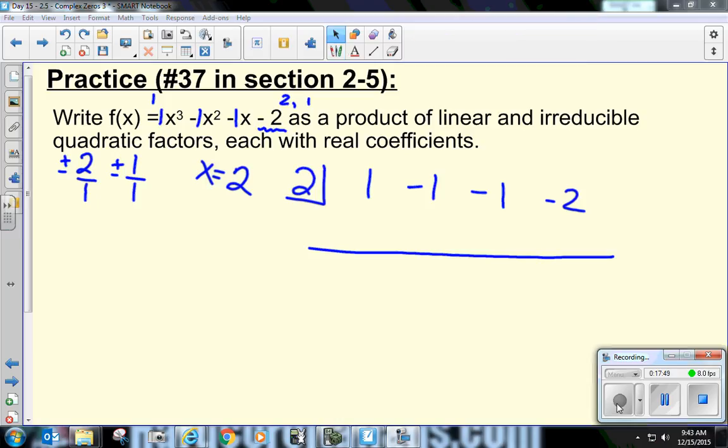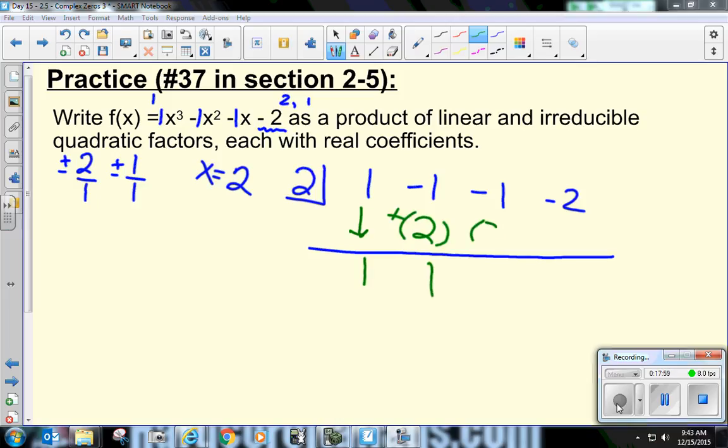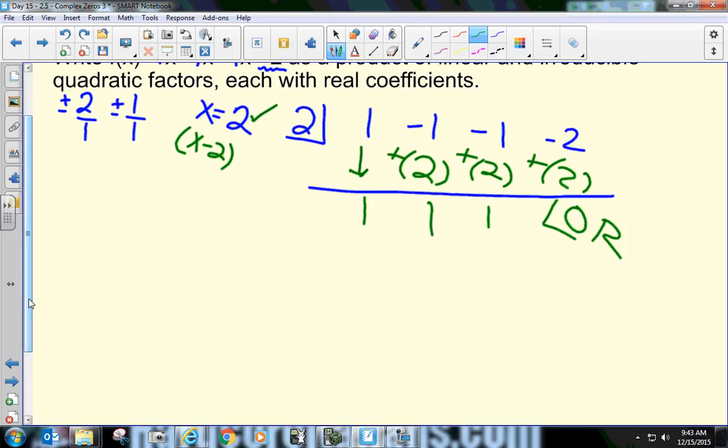I drop the 1. 2 times 1 is 2. If I add that, what do I get? 1. 2 times 1 is 2. If I add that, 1. 2 times 1 is 2. If I add that, 0. That's a remainder of 0. That is a root, which means x minus 2 is a factor, and what I have left is what? That's right, because these are my x squareds, these are my x's, this is my number without an x.